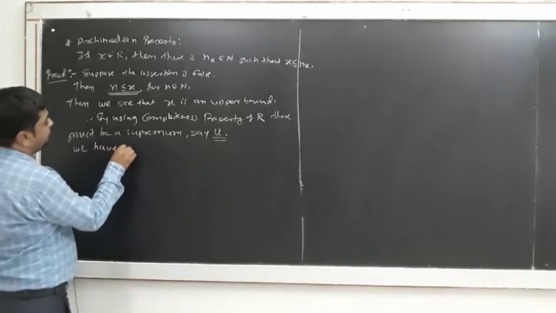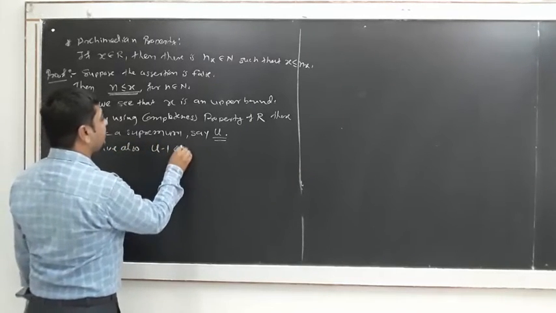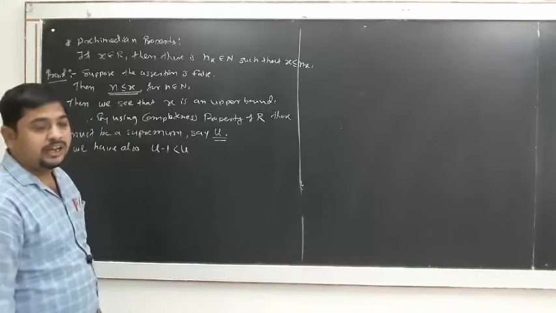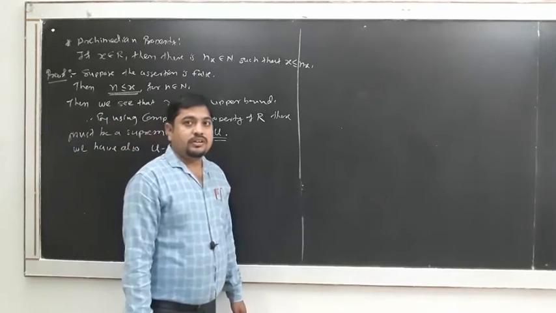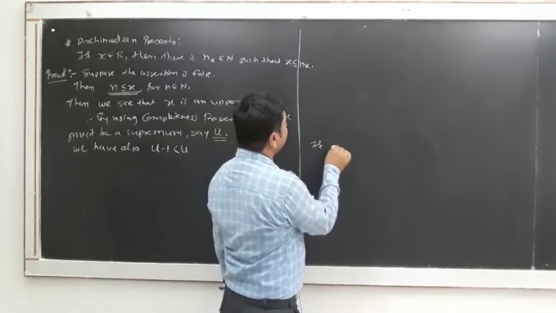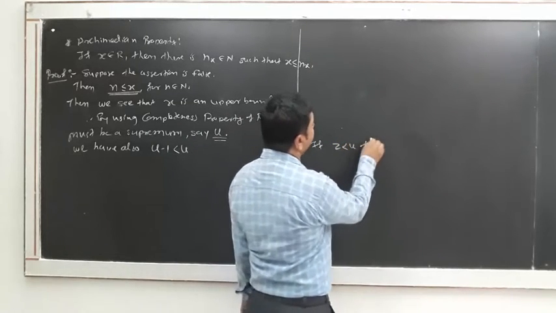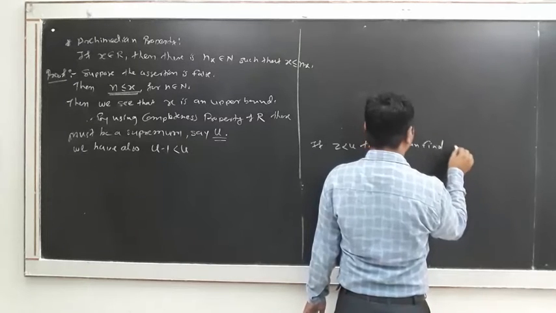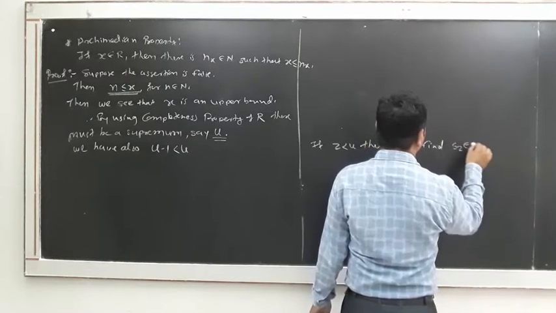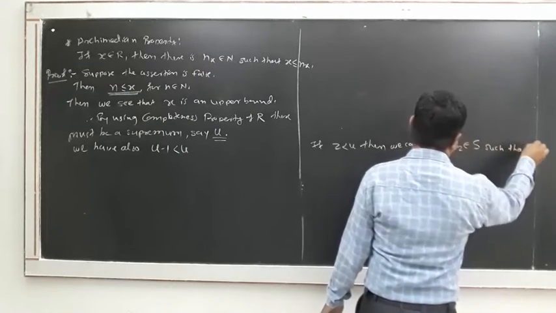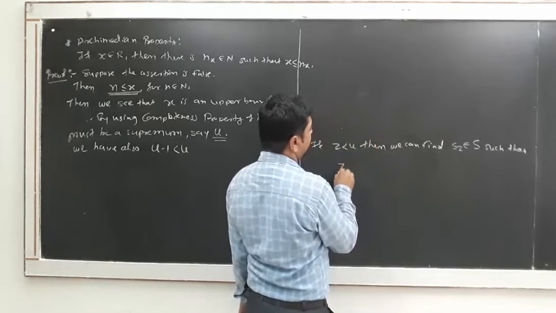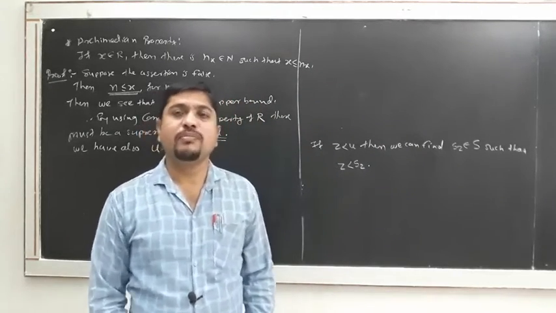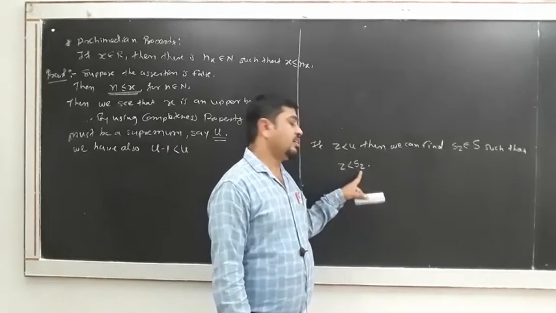We also have that U minus 1 is strictly less than U. That is, if you subtract 1 from U, it must be less than U. In the previous lecture we discussed some properties: if U is the supremum and Z is any element less than U, then we can find an element Sz belonging to the set such that Z is less than Sz. That means if Z is any element less than U, then there must be an element of the set which is greater than Z.